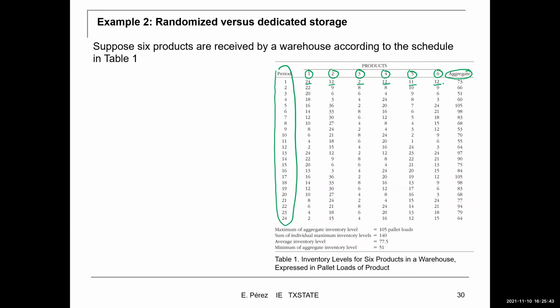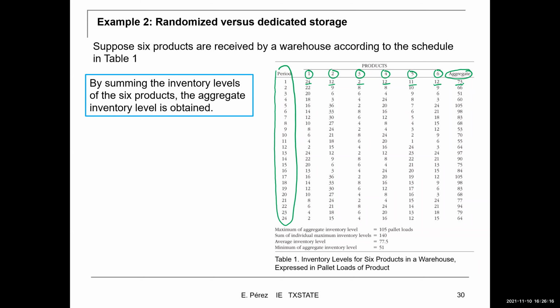So 24 plus 12 is 36, plus 2 is 38, plus 12 is 50, plus 11 is 61, and plus 12 is 73. So that's the aggregate value. And if we look at this table, we can identify multiple things.